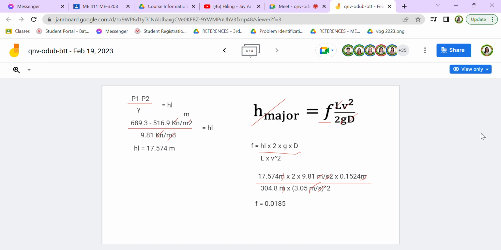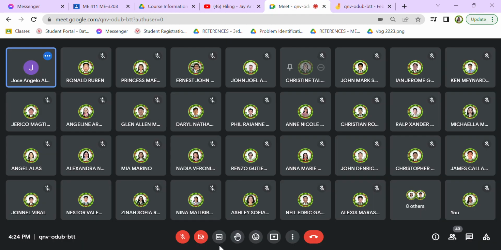So yun, first thing, analyze the problem, check natin kung ano yung given, ano yung condition, then saka tayo mag-come up sa analysis. May tanong pa tayo dito? Wala naman. Sakto naman. Actually, kahit naman tatlo lang.